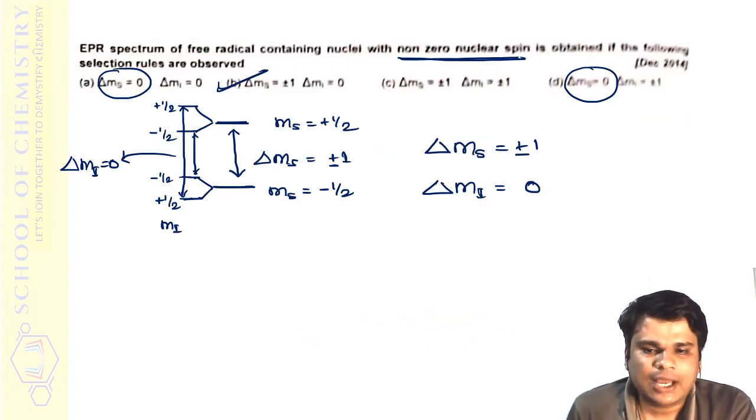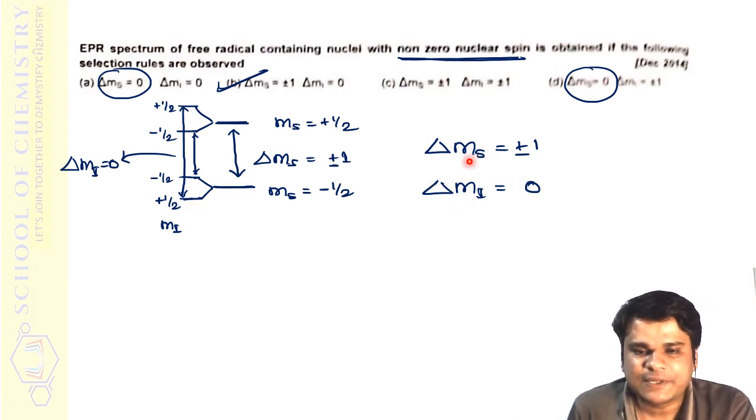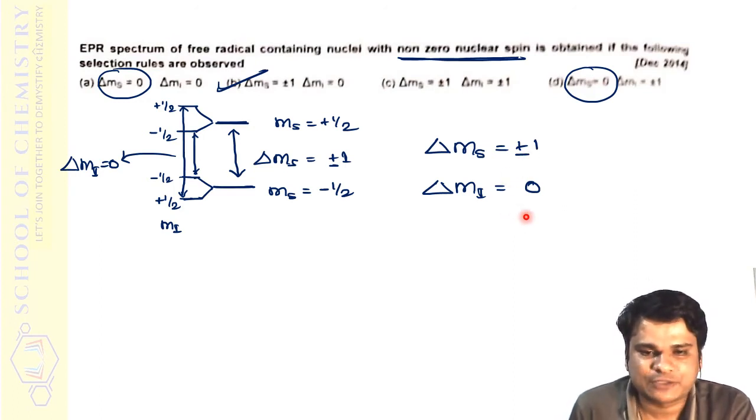The next question, again it is a very straightforward question. They have asked the EPR transition selection rules. For EPR selection rules, delta ms, the spin change, should be plus or minus 1, and whenever hyperfine splitting is involved due to the interaction with the nuclear spin, delta mI is 0. If you know this, we can straight away mark option B, delta ms is equal to plus or minus 1 and delta mI is equal to 0, as the answer.